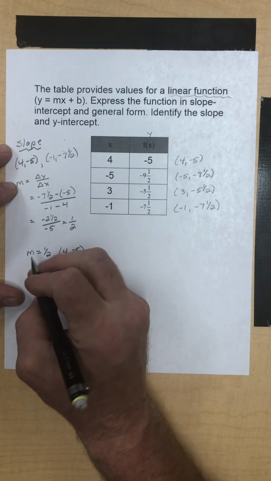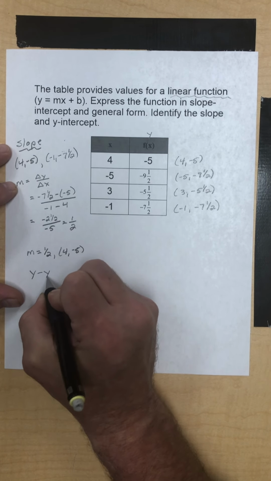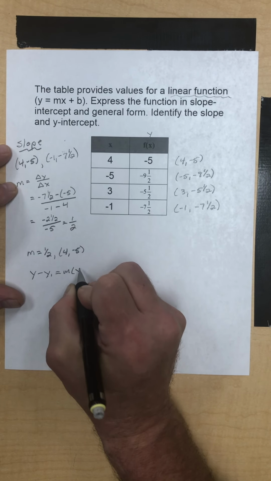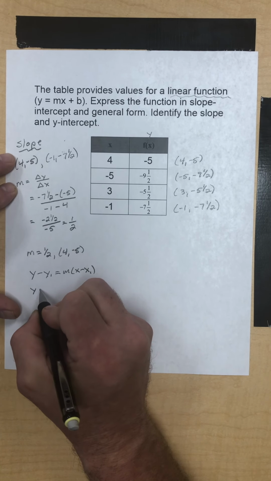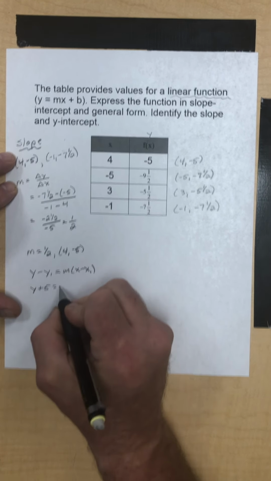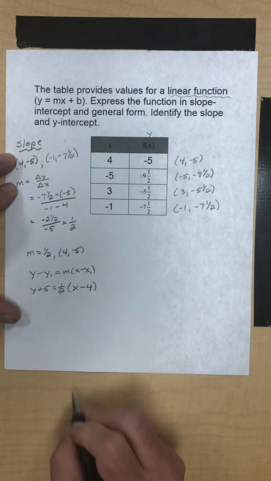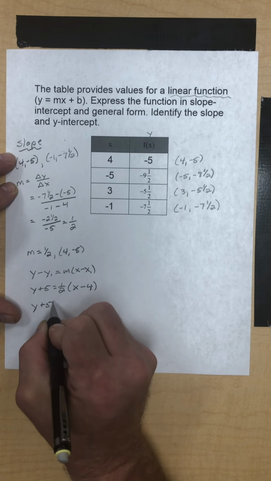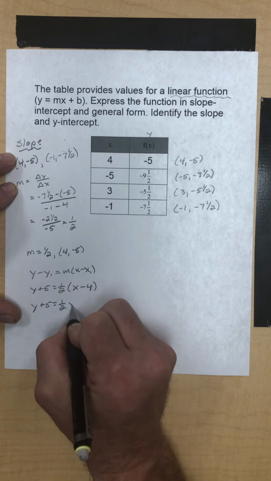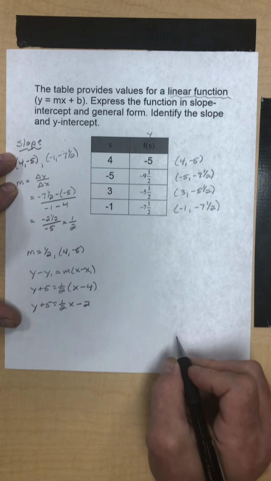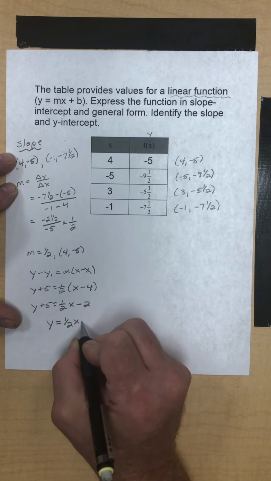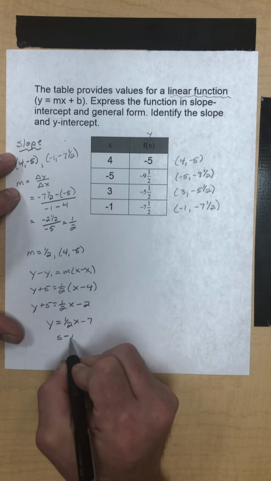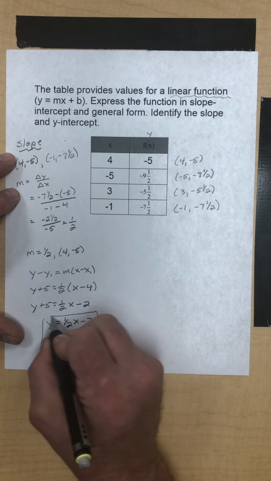All right, so y minus y sub 1 equals the slope times the quantity x minus x sub 1. So I get y minus -5, that's y plus 5, equals the slope, which is 1/2, times the quantity x minus 4. Distributing 1/2, I get 1/2 x minus 2, and then subtract 5 from both sides. So we get y equals 1/2 x minus 7. And there's our slope-intercept form.